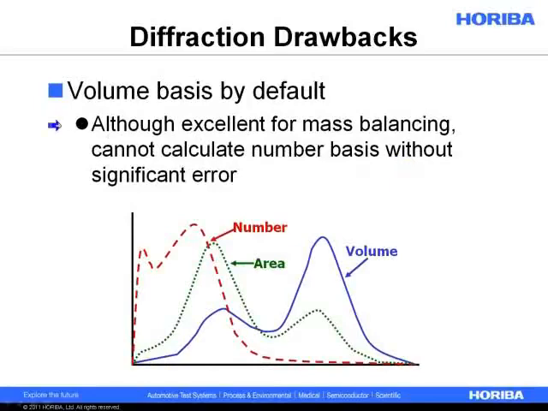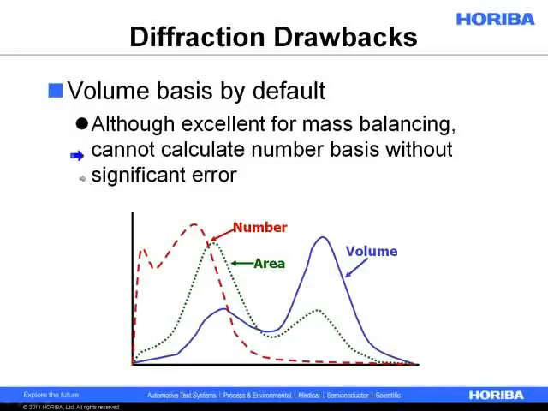And finally, I want to talk to you about diffraction measuring on what's called a volume basis. That gets back to what I was saying a few minutes ago. It's not investigating each particle individually, it's investigating the ensemble. What that means is the light scattering pattern is related to the volume of the particle being investigated. So what you're getting is a size distribution based on that particle volume. While this is excellent for chemical engineers who are taught how to do mass balances, you cannot then calculate a number basis without very significant error.